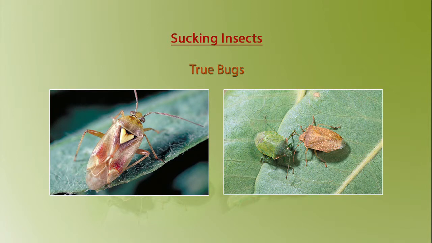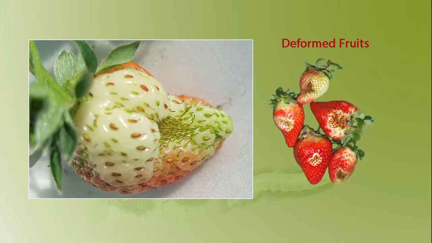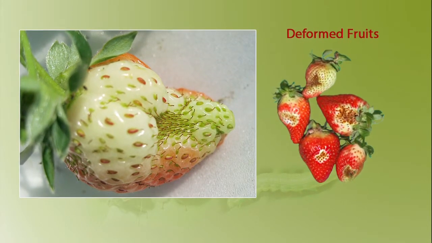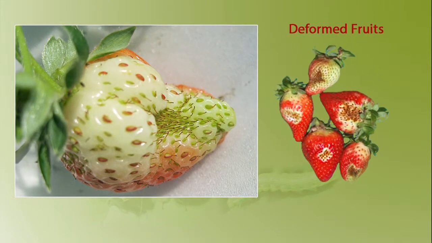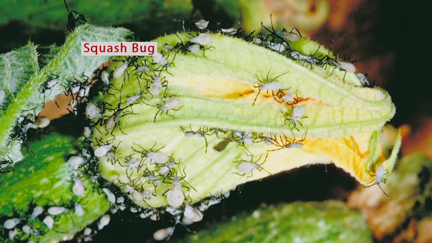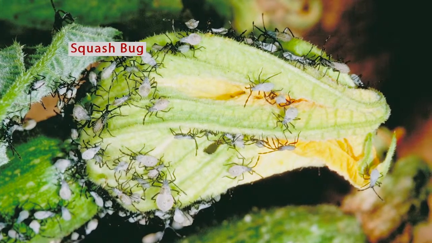The second group of insect pests includes the true bugs, aphids, whiteflies, thrips, and spider mites, which are not true insects. True bugs suck plant juices, weakening the plants and causing fruit deformation, and eventually killing the plants. Examples include squash bugs, which are quite large, have a bad smell if you try to catch them, and are common on squash and melon plants.